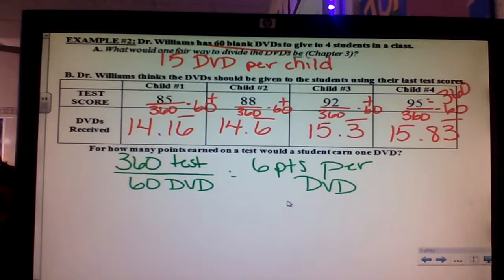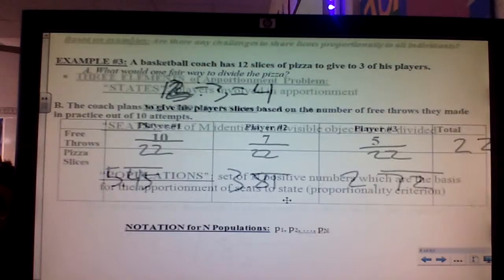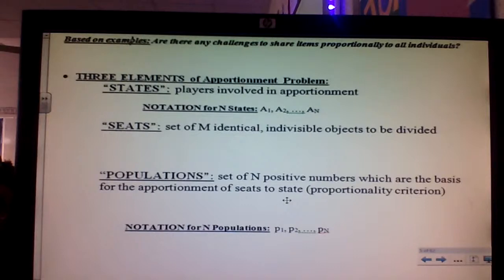When you have something called a discrete object, which is something that you cannot break down, like a DVD, you can't give them part of it. You can't break down discrete objects. So that becomes an issue. Now we're going to have to do something to fix that.